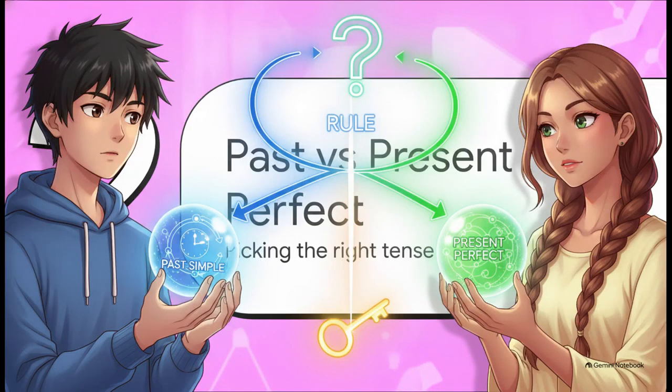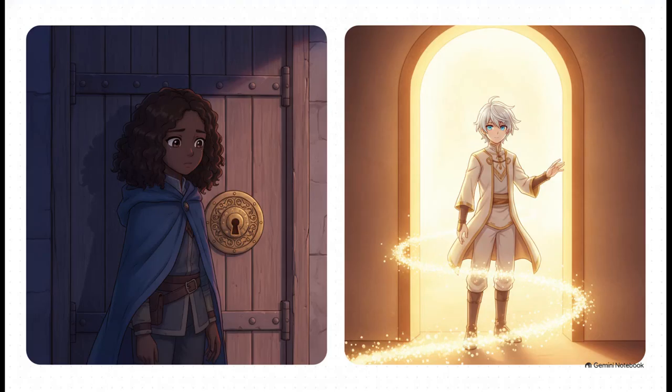Section 2, past simple versus present perfect. Let's talk about picking the right tense. Now, this tackles a massive friction point for a lot of language learners, picking between the past simple and the present perfect. You use the past simple when you've got a definite, totally finished time in the past, like saying in 1995 or yesterday. Basically, the door to the past is securely closed.